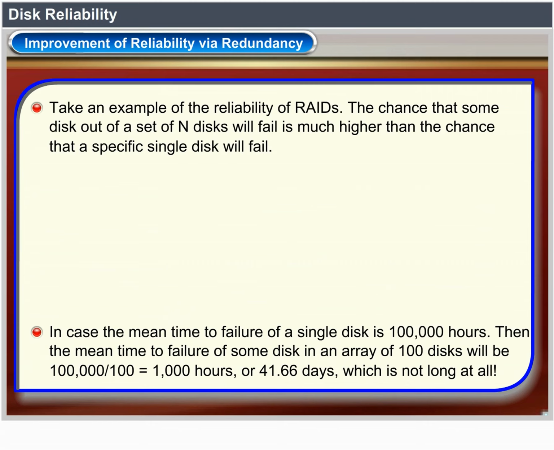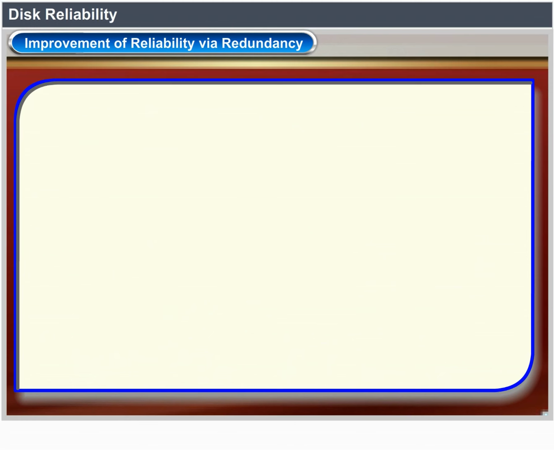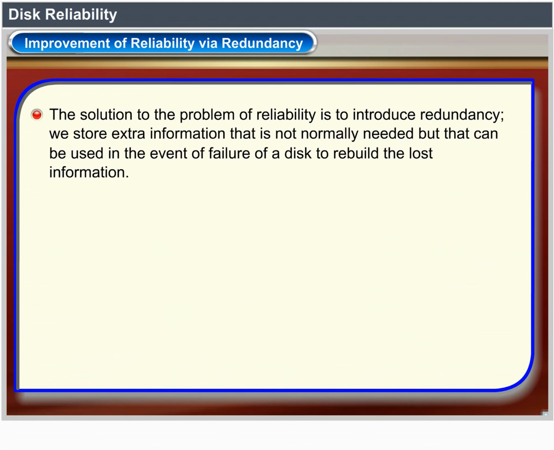If we store only one copy of the data, then each disk failure will result in loss of a significant amount of data, and such a high rate of data loss is unacceptable. The solution to the problem of reliability is to introduce redundancy. We store extra information that is not normally needed, but that can be used in the event of failure of a disk to rebuild the lost information. Thus, even if a disk fails, data are not lost.